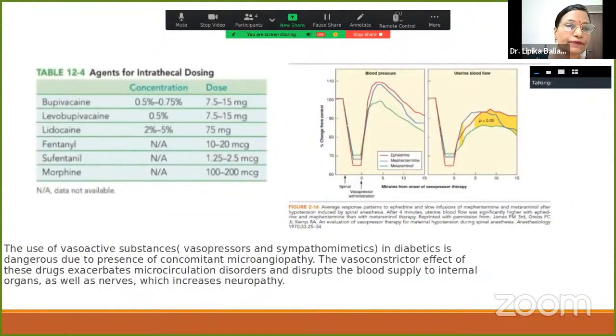So coming to the agents for intrathecal dosing, we are using the normal concentration while giving spinal to the pregnant patients. Like we are giving in the dose of 7.5 to 15 milligram of bupivacaine, and we are adding 10 to 20 microgram of fentanyl. Or if we are adding sufentanil, it can be 1.25 to 2.5 microgram, or if morphine, then 100 to 200 microgram.